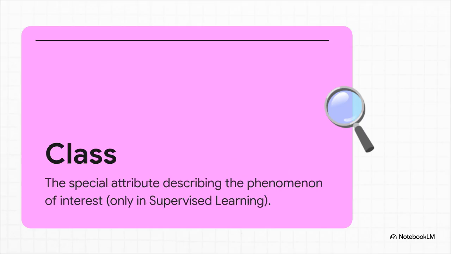And then we get to the most important piece of the puzzle, at least for us right now, the class. This is that one special attribute that we're actually trying to predict. In our bank example, the class is that final question, credit approved, yes or no. This is the answer, the label, that makes it supervised learning in the first place.